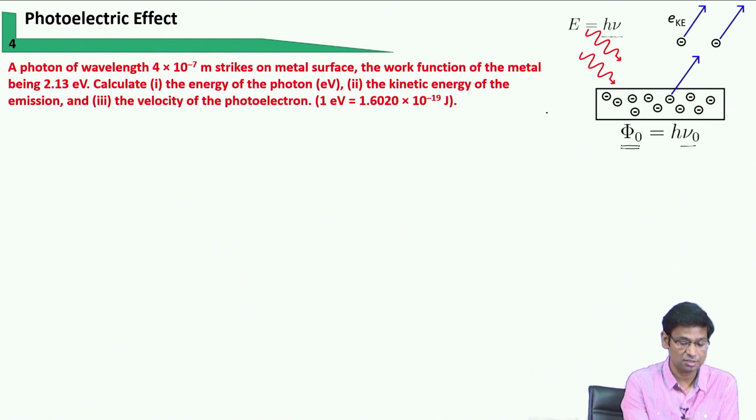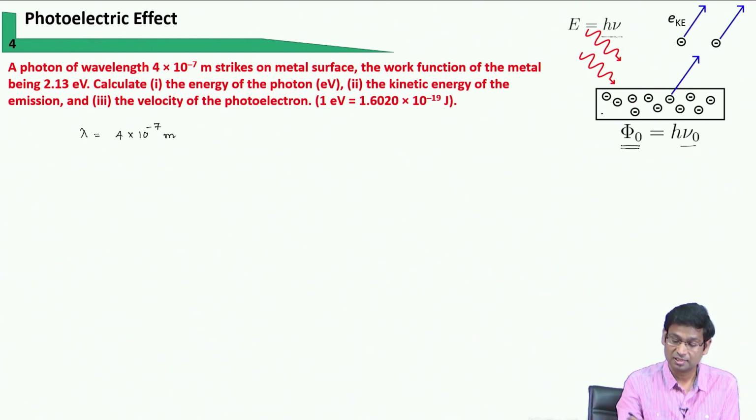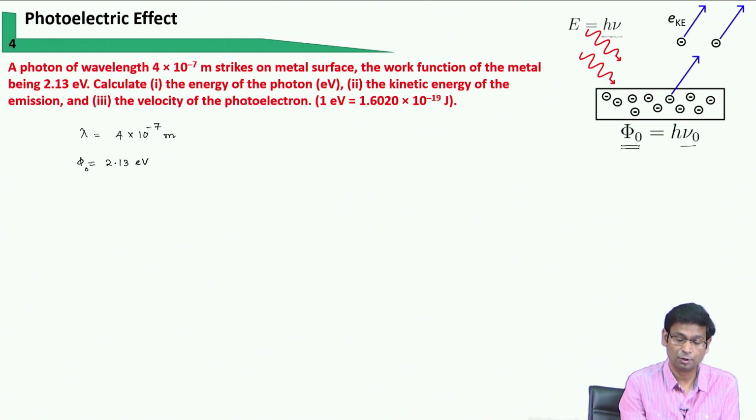Let us look at the question. The question says that we have a photon of wavelength 4 into 10 to the power minus 7 meter. So, therefore, lambda is 4 into 10 to the power minus 7 meter. It strikes on the metal surface, and the work function of the metal, phi 0, is given as 2.13 electron volt, and we have to calculate the energy of the photon, the kinetic energy of the emission, and the velocity of the electron. So, first let us look at the first bit, the energy of the photon.